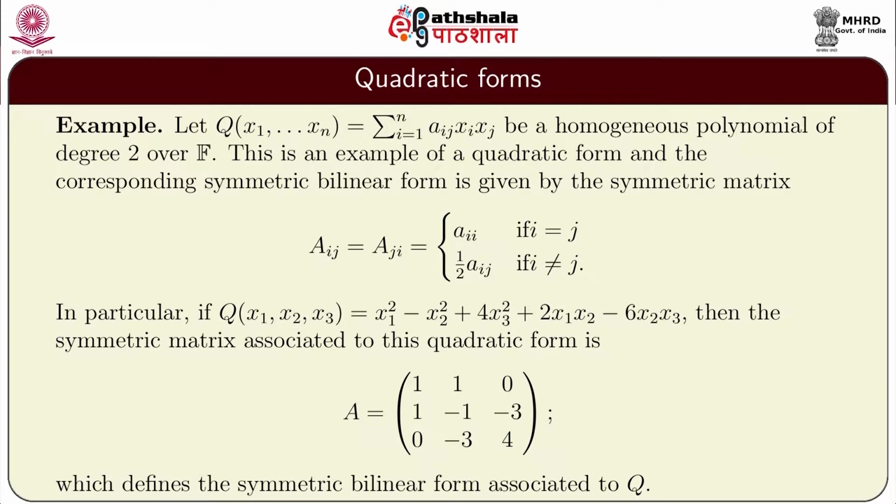and the position 1, 3 is filled by the number 0, and that is clear because the monomial x1 x3 does not appear in the expression of the polynomial, and therefore the coefficient is 0, and we have the entry 0 at 1, 3 and 3, 1 positions, and the matrix A is symmetric.